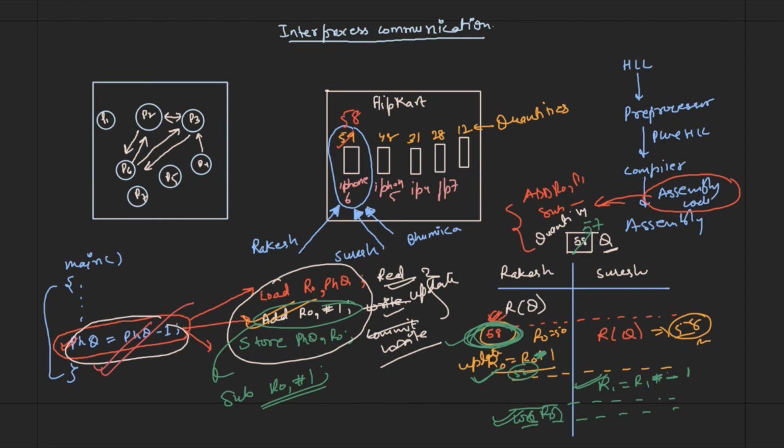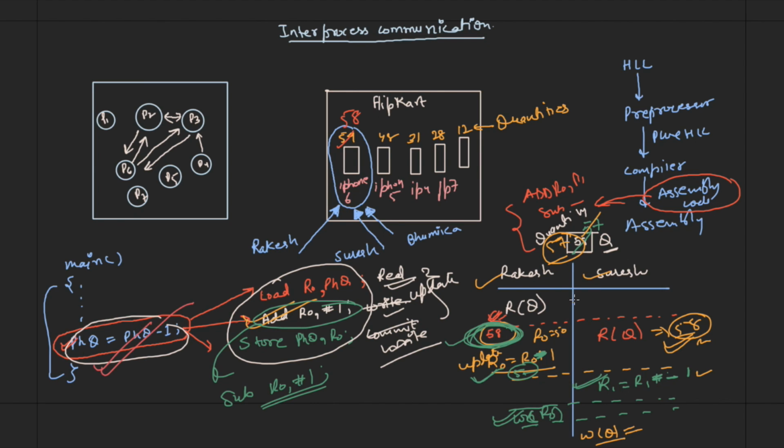And after the preemption, Suresh came, and Suresh is also trying to write the value of this variable. He also said that I've seen that there are 58 mobile phones, I'm going to subtract 1, and so I'm going to write it. So he's again going to write 57. Now you see what has happened.